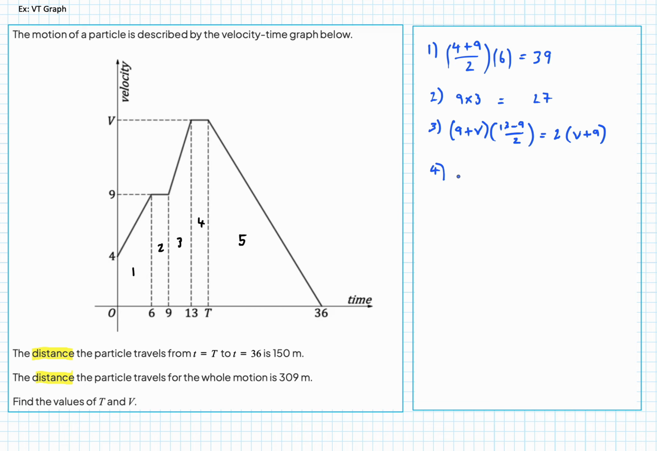Our fourth equation here also has the unknown of t. So let's set this one out just like the previous. t minus 13 is the base there, or the width if you want, times v, which is our height or length in that context. And last one, a triangle. Half times base times height.